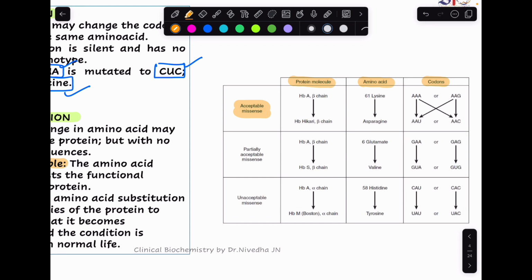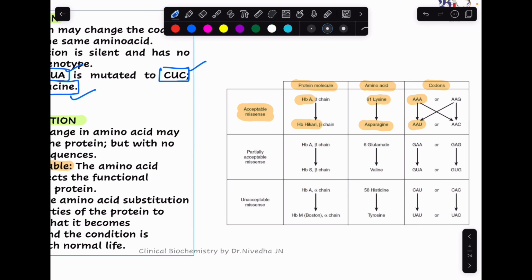So in codons what change has happened? AAA to AAU. What has happened here is lysine has got converted to asparagine. So HbA, adult hemoglobin, has become HB Hikari. This is a protein molecule, but still the patient is able to survive. There are not that many symptoms in this patient. So you call this an acceptable mutation.